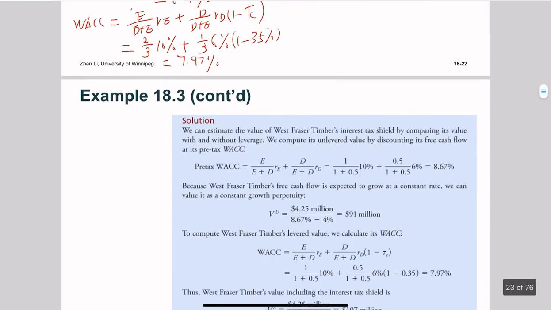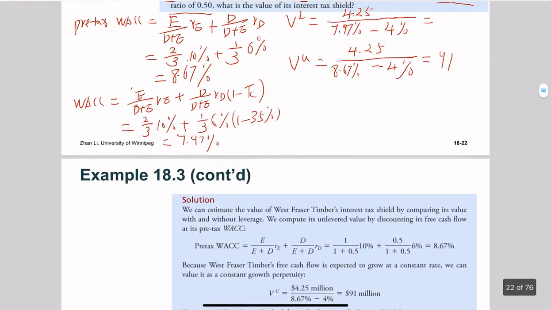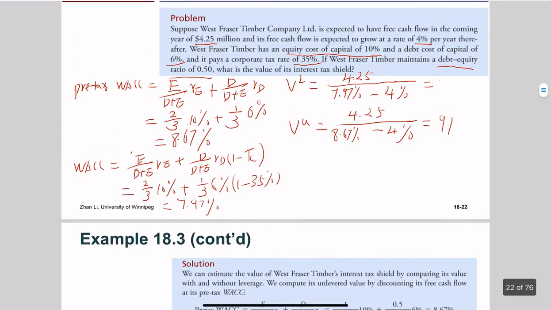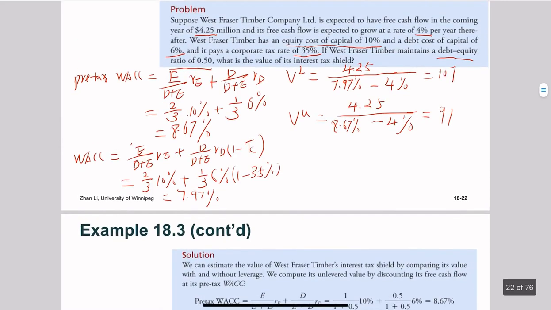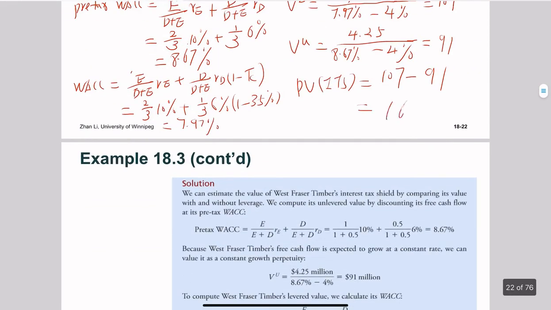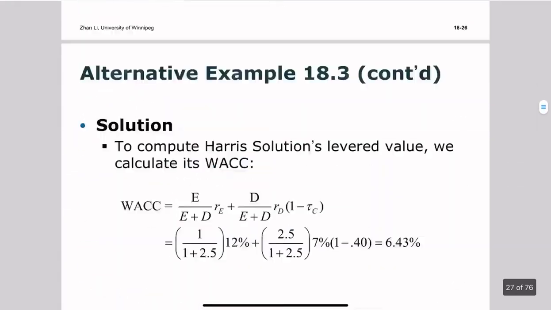So what numbers do we have here? VU would be $91 million. VL would be 107. So the value of the interest tax shield is 107 minus 91, which is, I don't know, 16? Yeah, $16 million. Okay.